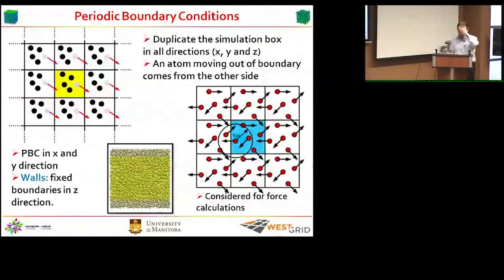So I introduced already the periodic boundary condition. Periodic boundary condition consists of duplicating the simulation box in all directions. In this picture, the yellow box is the simulation box. So when one atom goes out of the box, it's replaced by another atom that comes from the opposite image.